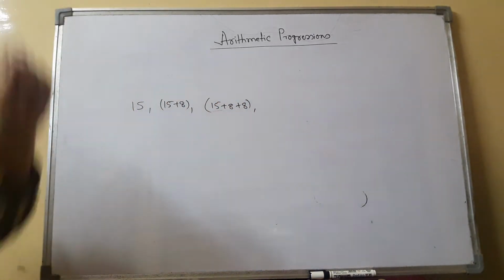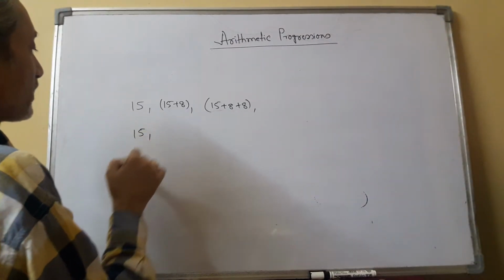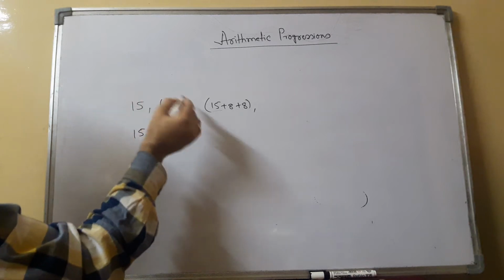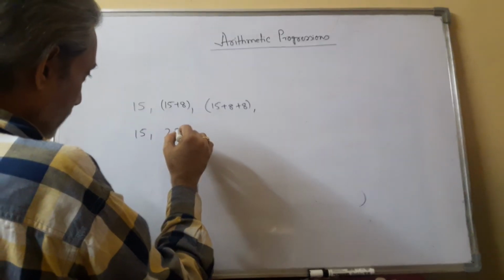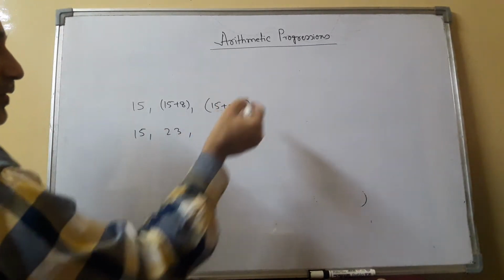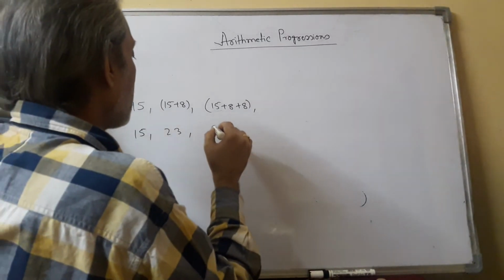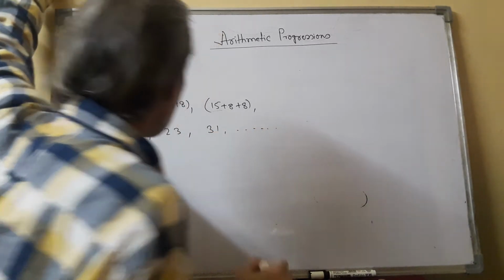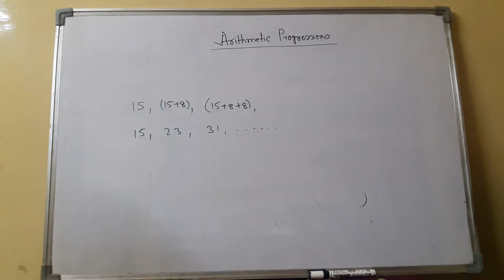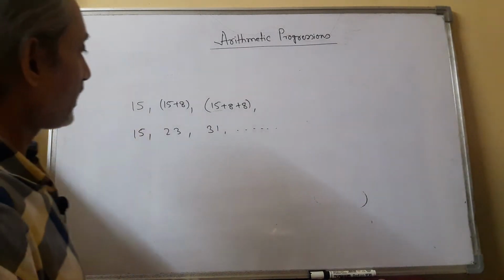Means that if you travel 1 kilometer you will have to pay 15 rupees. If you have to travel 2 kilometers, so 15 plus 8, he will charge 23 rupees. If you have to travel 3 kilometers, he will charge 31 rupees, likewise. So now we want to know, does this form an AP?